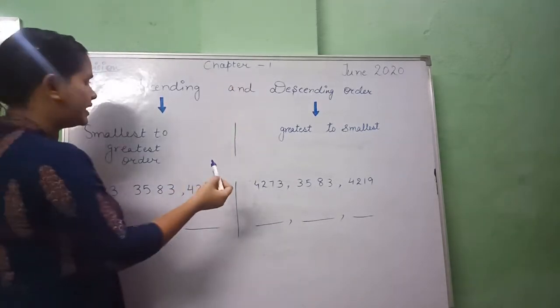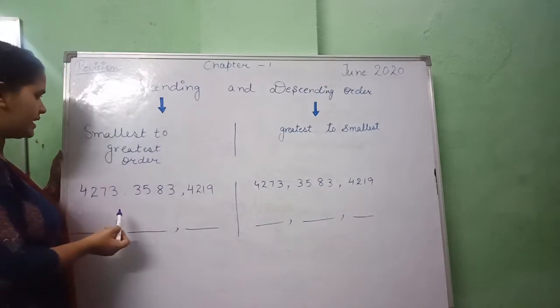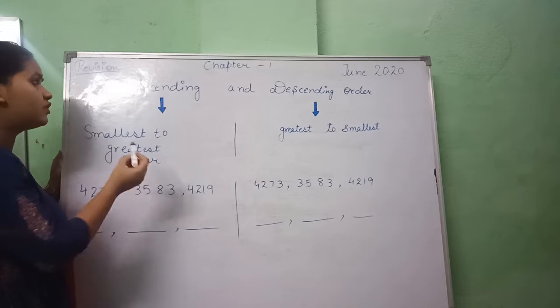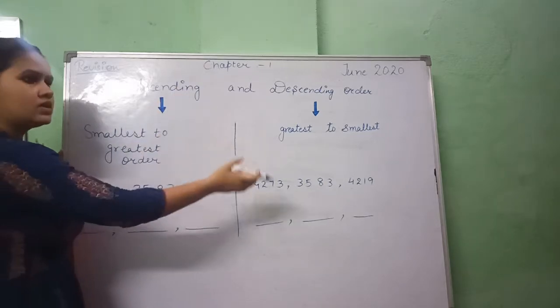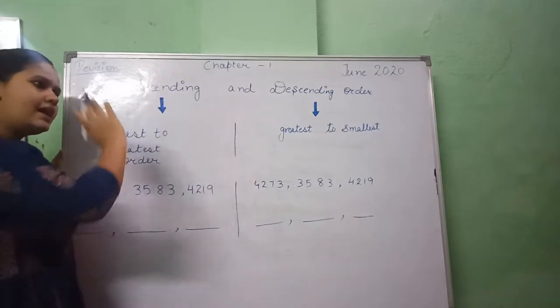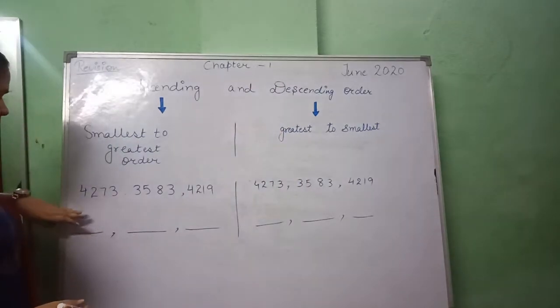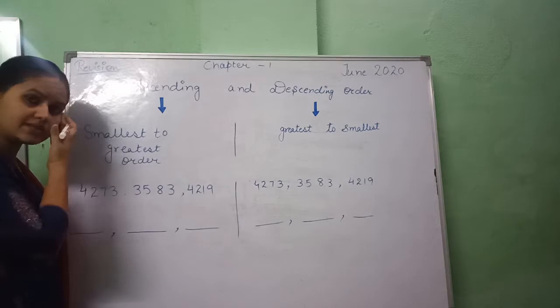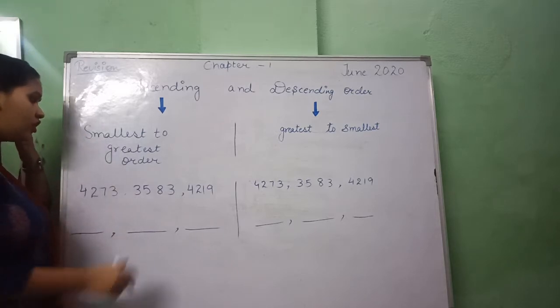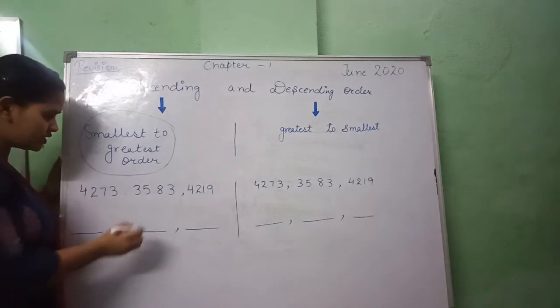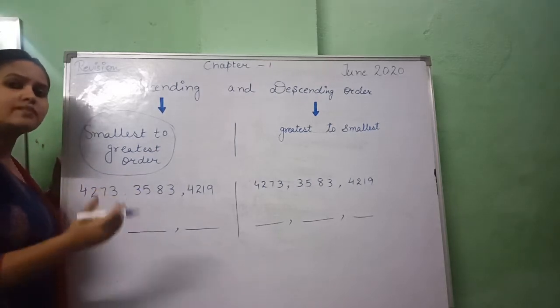Firstly we come to ascending order. What is ascending order? You can see here, smallest to greatest order, right? Which means we start from the smallest and in the last go to the greatest, right? You can see there is an example, some numbers are given here, so we have to follow this formula of smallest to greatest order, which means we will start writing from the smallest number.